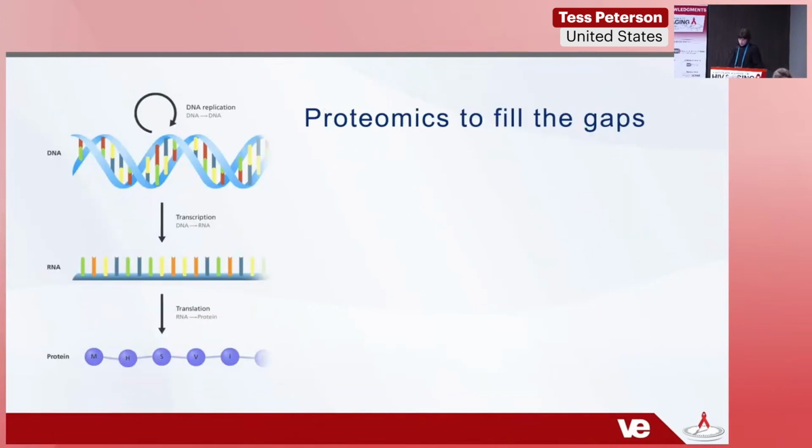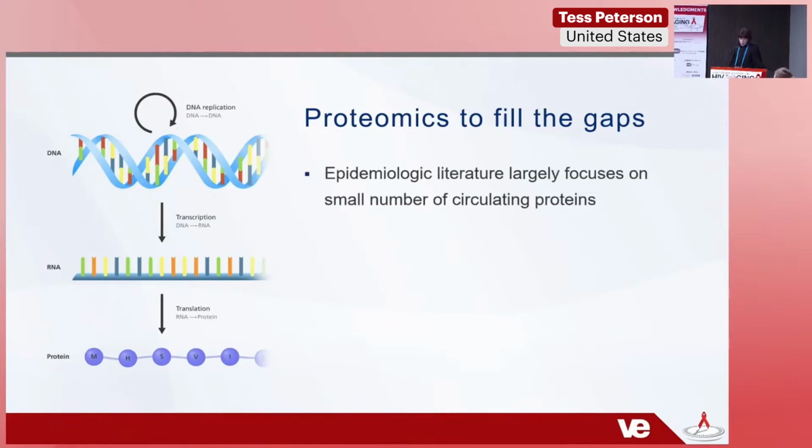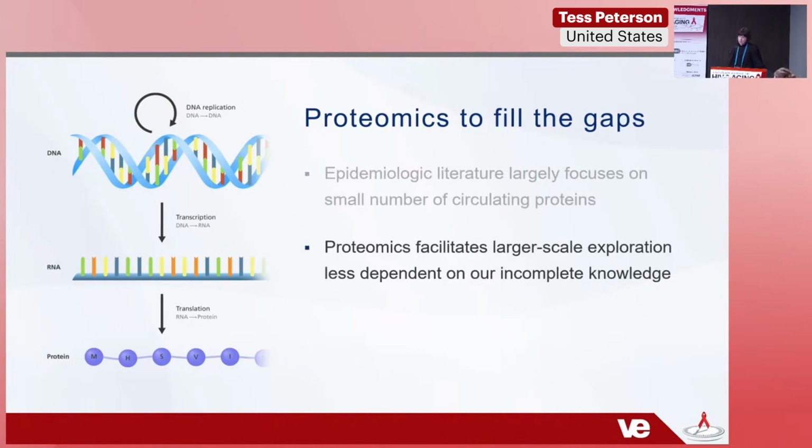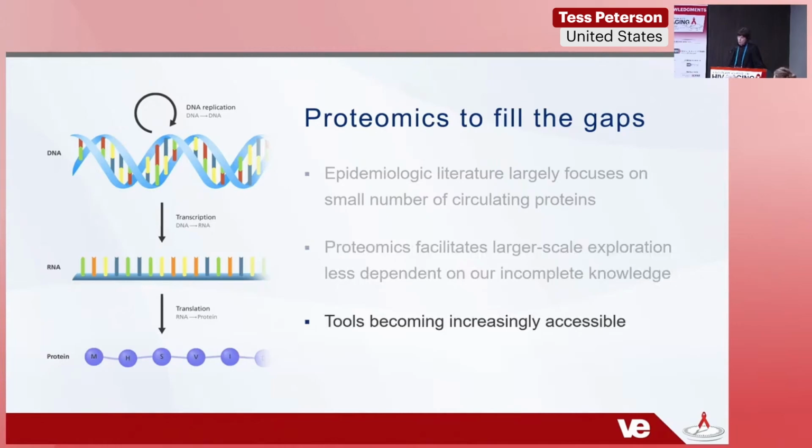So one way we can work to start filling these gaps is using proteomics. Proteins govern so much of what happens in the body, but the epidemiologic literature largely focuses on just a small number of circulating proteins, which ultimately represent just a minuscule proportion of what could be contributing to disease. Proteomics facilitates the larger scale exploration of these proteins that's less dependent on our incomplete knowledge of the biology. And worth noting here is that these tools are becoming increasingly accessible.